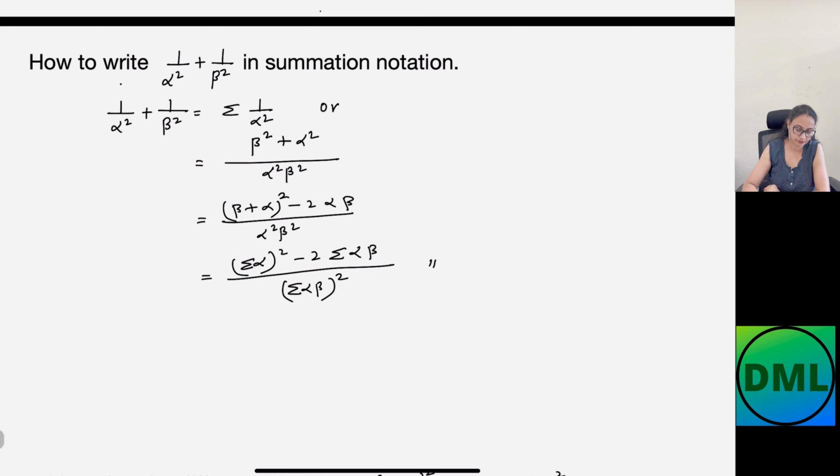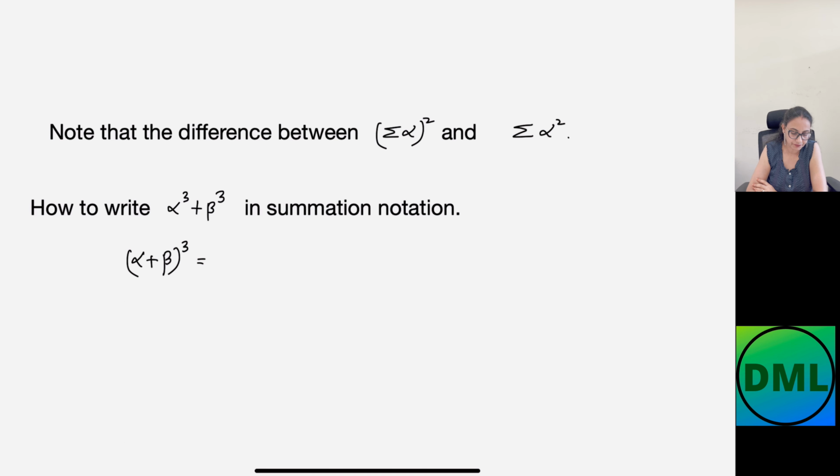Let's see the next form here. Note that sigma alpha the whole square and sigma alpha square are both different. Sigma alpha square is basically alpha square plus beta square, and sigma alpha the whole square is alpha plus beta the whole square. So there is a difference between both of them.